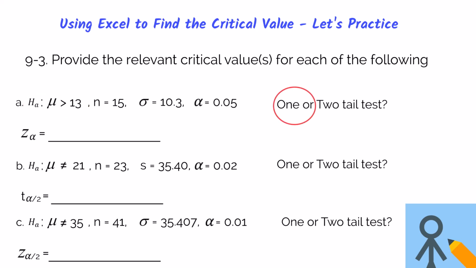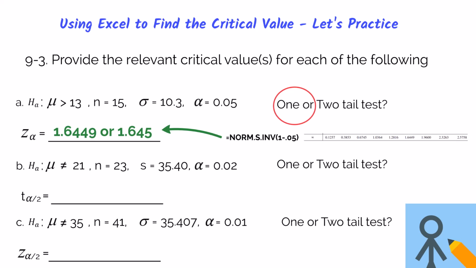Next, since the population standard deviation was given, we know we'll be using the z critical value calculation from before. Also, since the alternative hypothesis is a one-tailed upper test, we know we'll need to use the complement rule for the alpha value. So we will input equals NORM.S.INV and 1 minus 0.05, and we get 1.6449 or 1.645 rounded to 3 decimals. You can also validate this answer by referring to Appendix F and the infinity row, then across to the 0.05 one-tail column, and we could see 1.6449 at the bottom.